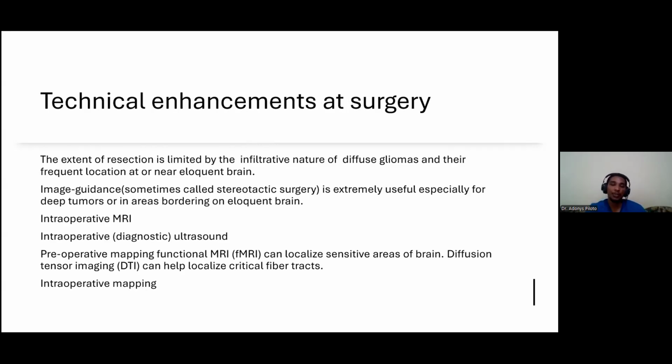Technical enhancements at surgery. The extent of resection is limited by the infiltrative nature of diffuse glioma and their frequent location at or near eloquent areas. MRI guidance, sometimes called stereotaxis surgery, is extremely useful, especially for deep tumors or in areas bordering on eloquent brain. Intraoperative MRI, intraoperative diagnostic ultrasound, and preoperative mapping with functional MRI can localize sensitive areas of the brain. Diffusion tensor imaging can help localize critical fiber tracts, along with intraoperative mapping.